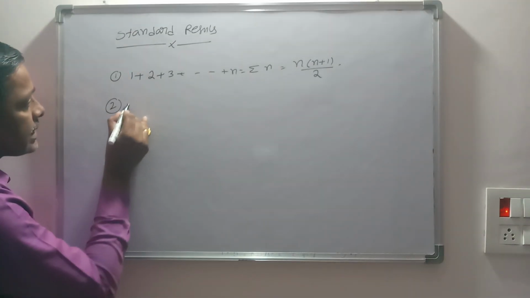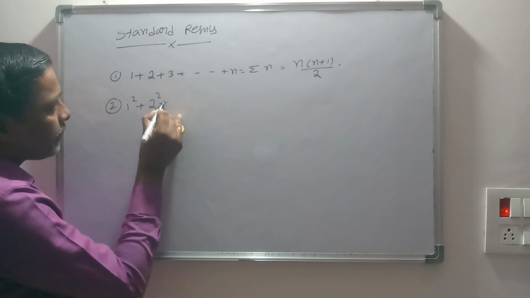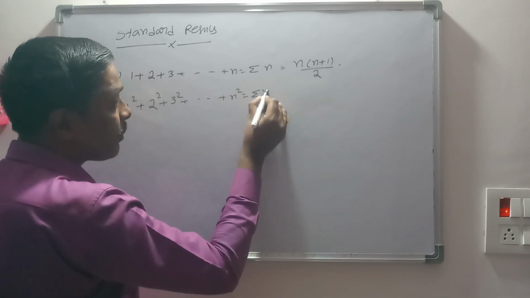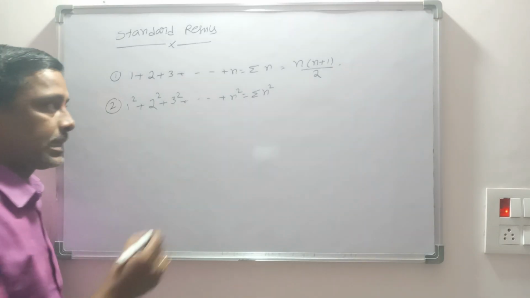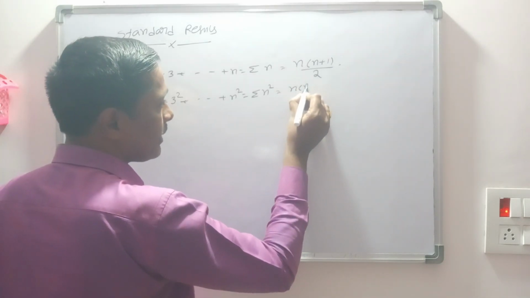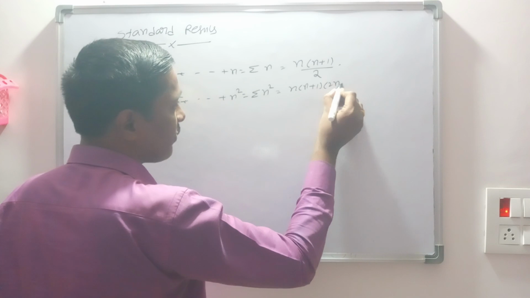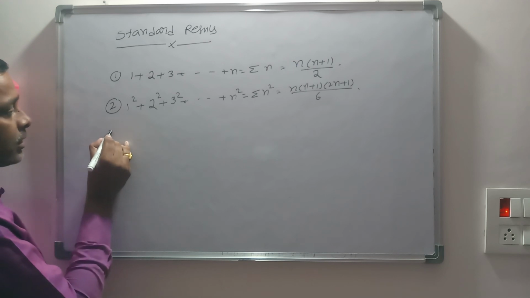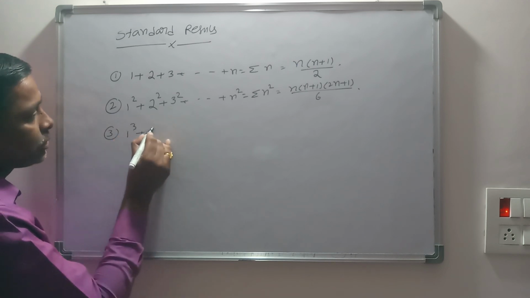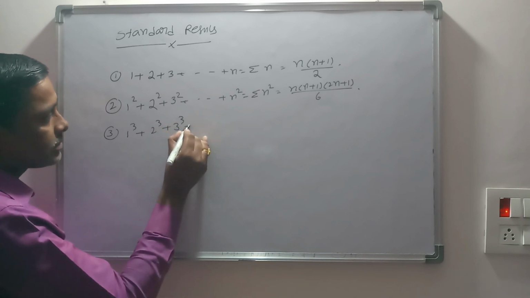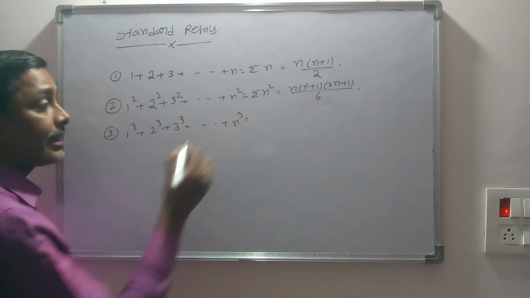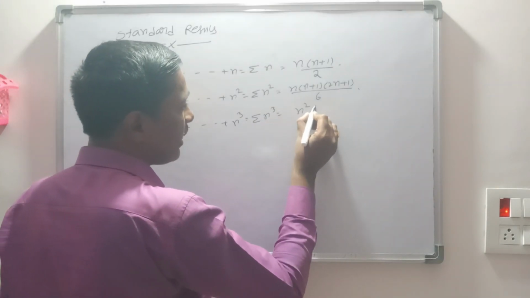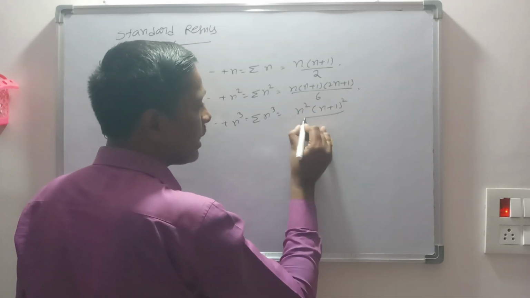Second one, 1 square plus 2 square plus 3 square plus so on n square. It is nothing but sigma n square, the sum of the squares. What is the formula? n into (n plus 1) into (2n plus 1) by 6. Third one, 1 cube plus 2 cube plus 3 cube plus so on n cube. This is nothing but sigma n cube. What is the formula? n square into (n plus 1) whole square by 4.